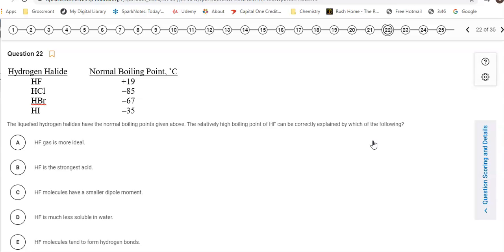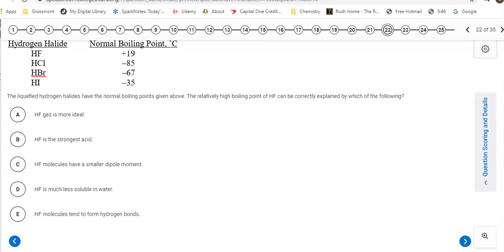So, liquefied hydrogen halides, these are all acids, hydrofluoric, hydrochloric, hydrobromic, hydroiodic, have normal boiling points given above. The relatively high boiling point of HF can be correctly explained by which of the following? Well, they're all polar, so they all have dipole-dipole. But what hydrogen fluoride has that the other three don't is the ability to make hydrogen bonds. Only fluorine, oxygen, and nitrogen can form hydrogen bonds, and those are the strongest intermolecular forces. So the answer is E. Hydrofluoric molecules tend to form hydrogen bonds.